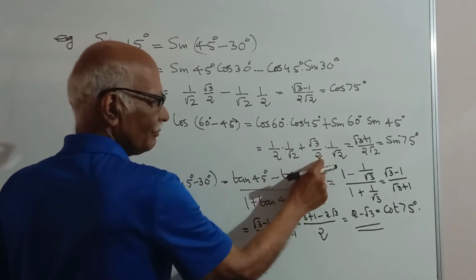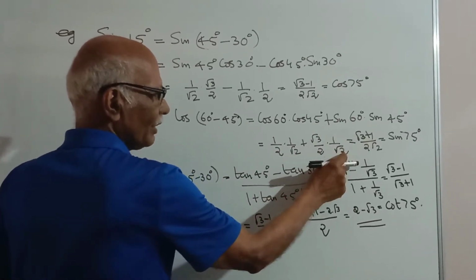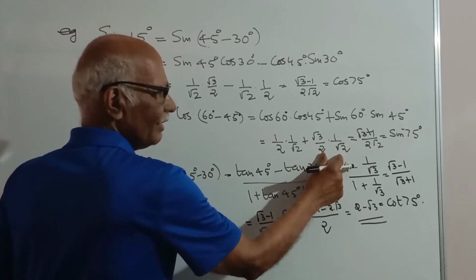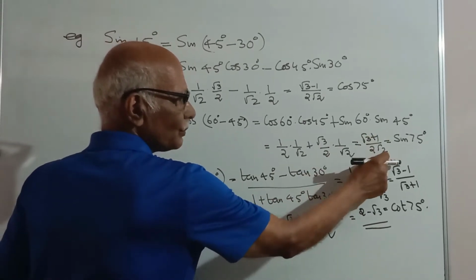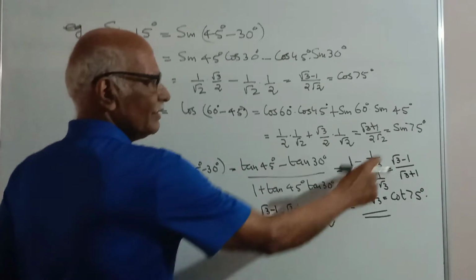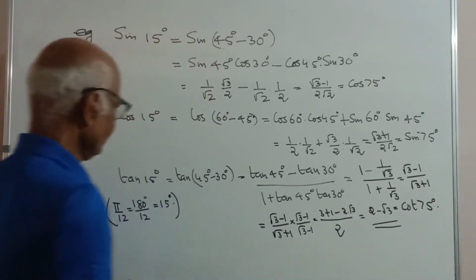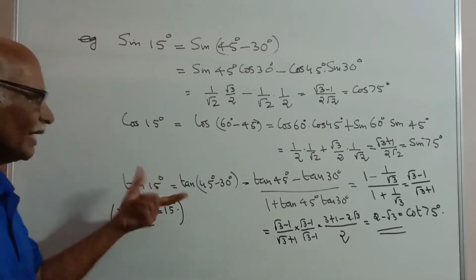Sin 60 is root 3 by 2. Sin 45 is 1 by root 2. So 2 root 2 is the LCM. So it is root 3 plus 1 by 2 root 2. So cos of 15 is sin of 75. Now tan of 15, exactly.